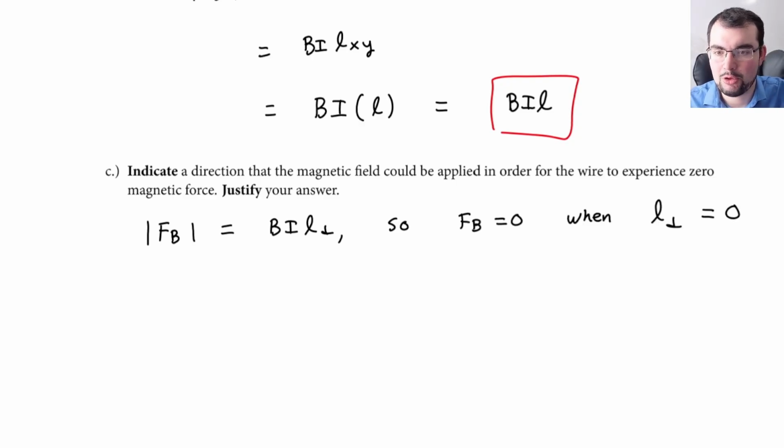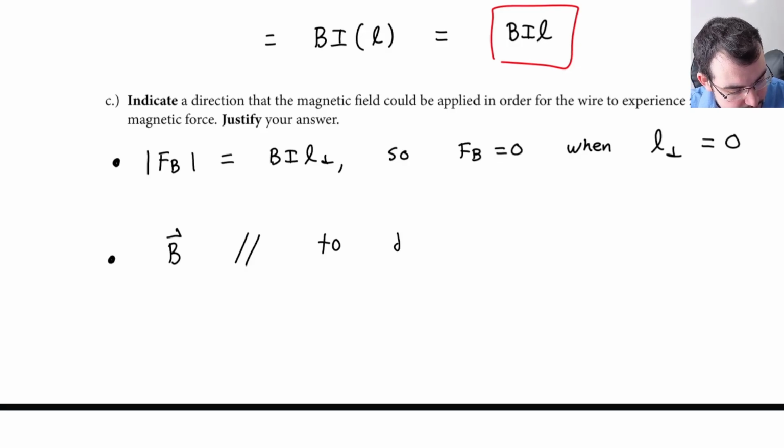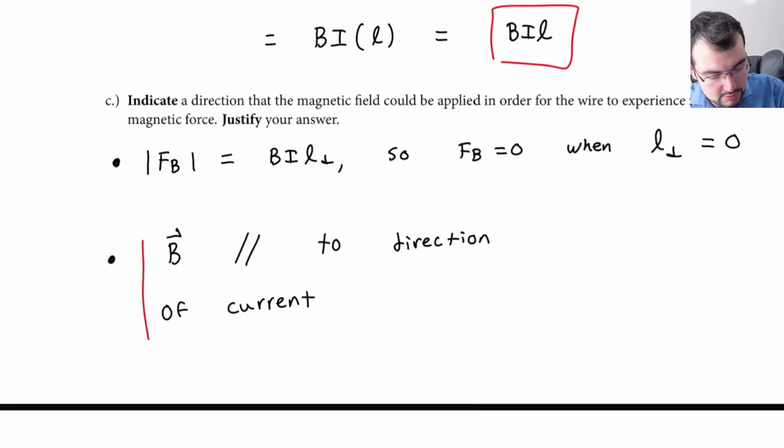And how can you get L perpendicular equal to 0? Well, that means you need your wire to not be perpendicular to the field at all, meaning it's parallel. So that means B is parallel to the wire, we'll say direction of current. So that's what we want.